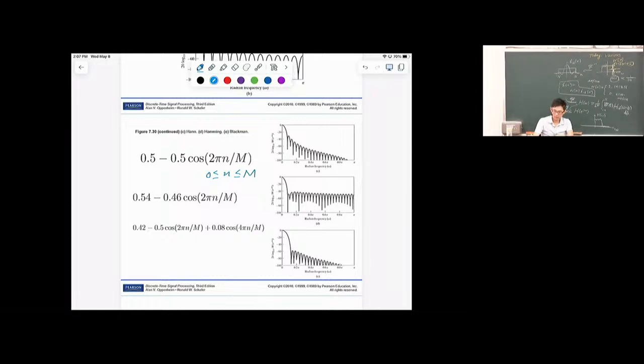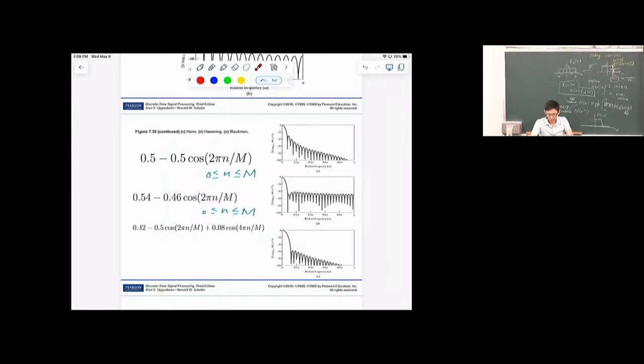Here also the duration is from 0 to big N. The Hamming window and the Hann window differ only in the coefficients. Here we allow the Hamming window to not touch 0. 0.5 minus 0.5 becomes 0, but 0.54 minus 0.46 doesn't equal 0. So it's a very simple difference between Hann and Hamming. They look similar. One touches 0, the other doesn't.